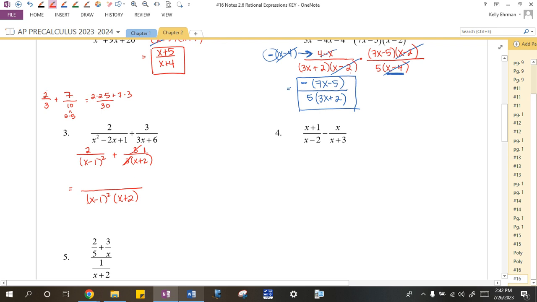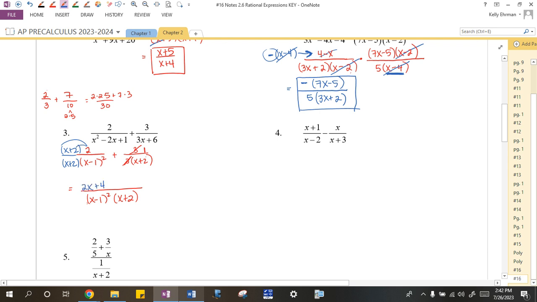Now, how do you set up the common denominator? Well, the first fraction has the x minus 1 squared, but to get the common denominator, you would have had to multiply it by x plus 2 over x plus 2. So you're going to have 2 times x plus 2.